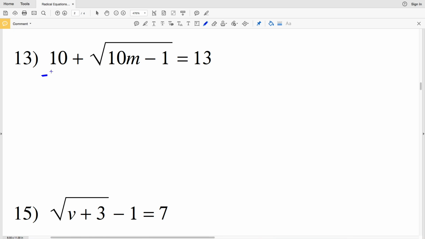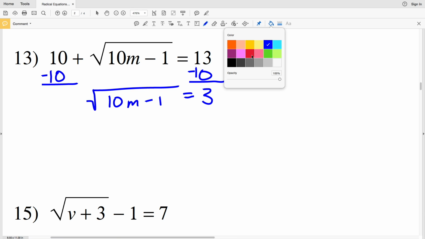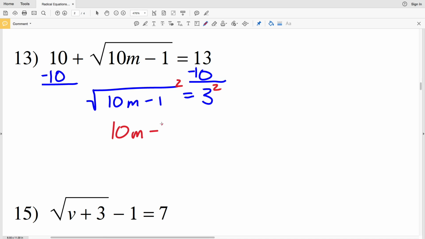So for number 13, we have to subtract 10 at the very start. Doing this will leave us with the square root of 10m minus 1 on the left, and 13 minus 10 leaves us with 3 on the right. Then it's as simple as squaring both sides to give us that 10m minus 1 on the left is equal to 3 squared, which is 9 on the right.